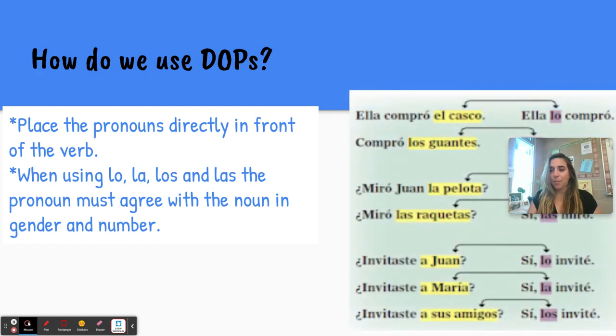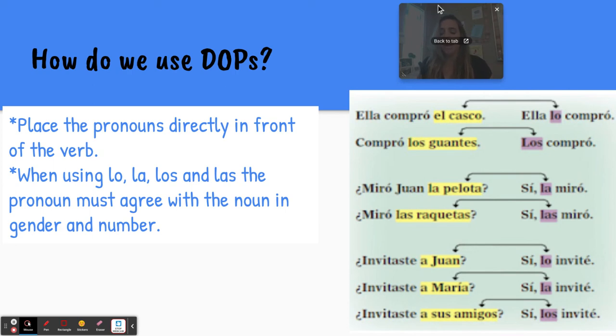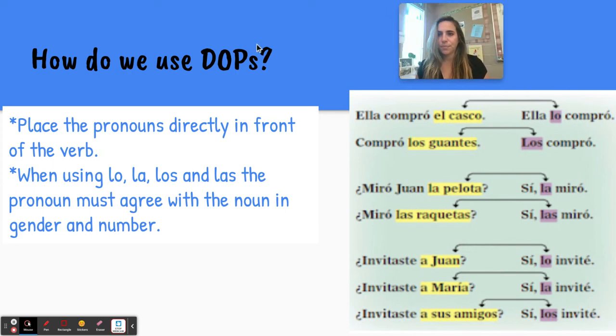Here are some examples for us to look at replacing with direct object pronouns. If the sentence was, she bought the helmet, you say she bought what? The helmet gets replaced with lo because it's singular masculine. You put lo in front of compró, and that's how you get ella lo compró. Take a look at the other examples.